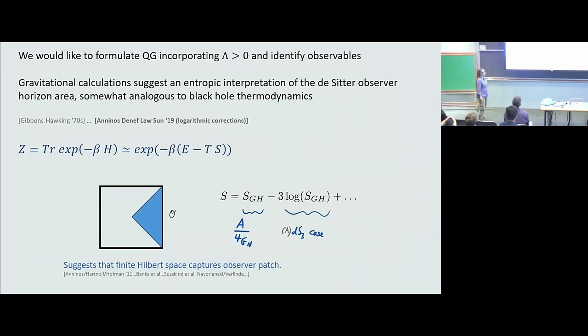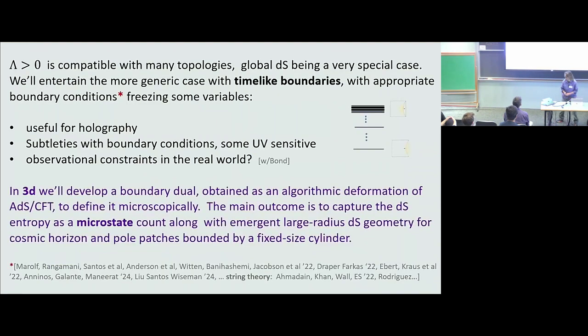I'm going to immediately retreat to 3 dimensions, and here I'm quoting the corrected expression for the Gibbons-Hawking entropy in 3 dimensions, with the correction coming from this paper of Ininos et al., where, like what Ashok Sen had done for BTZ black holes, you get a correction which specifically is this -3 log of the Gibbons-Hawking entropy. So all this has long suggested that there is a finite Hilbert space that should capture the physics of the observer patch. And a kind of incomplete list of people who have talked about that is on the slide.